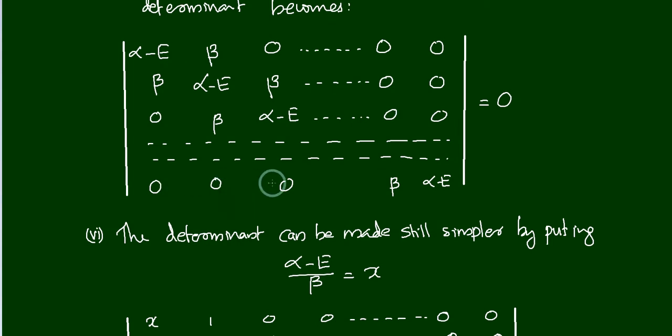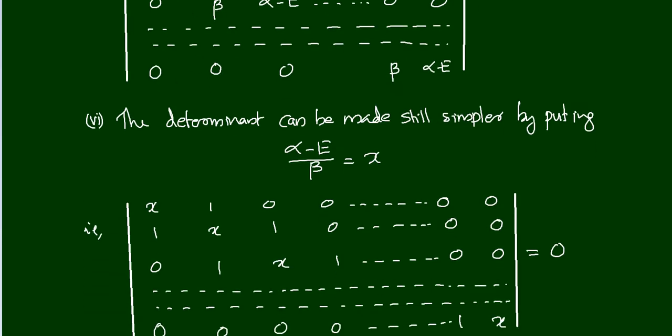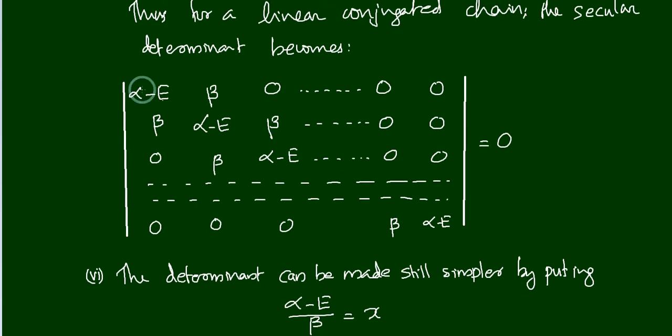And when we come to the last element, alpha minus E is here. There is no right element here, so we don't need to consider it, but there is a left element, and that left element will be equal to beta. So this is how you can write this determinant. Now the determinant can be made still simpler by putting alpha minus E by beta is equal to x. What we are going to do is divide all the elements in this determinant by beta.